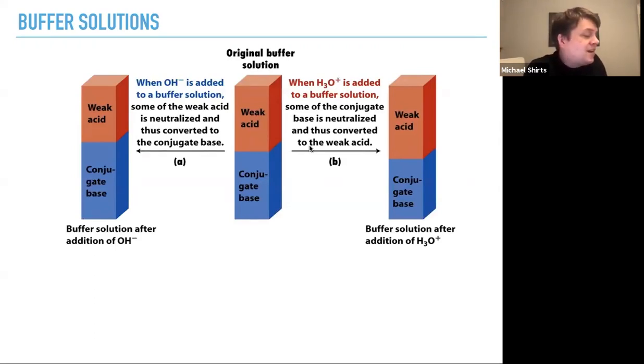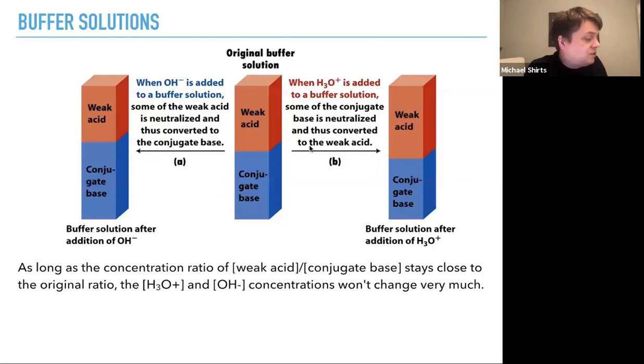On the other hand, if you add H3O plus, some of the conjugate base is neutralized and converted into the weak acid. And so the H3O plus, instead of going into solution, reacts with the conjugate base to produce more acid. Your ratio of base to acid changes, but the vast majority of the H3O plus doesn't go directly into solution.